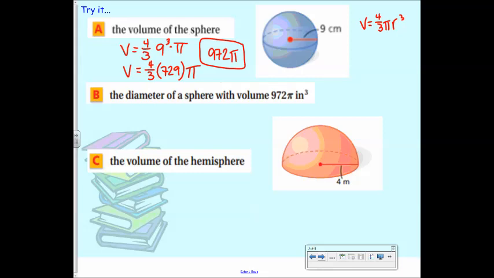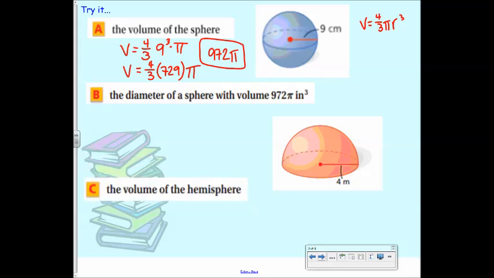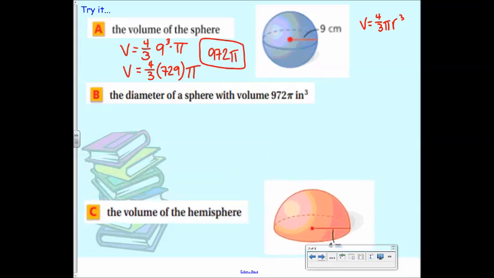Okay. All right. What about B? What are we trying to figure out in B? This is the picture for C, so ignore that. Diameter. Well, I know the volume and I'm looking for the diameter, but what's the volume equation again? V equals 4/3 pi R cubed. Okay. And I know V is what? V is volume. Yeah, but what in this case V is 972 pi.